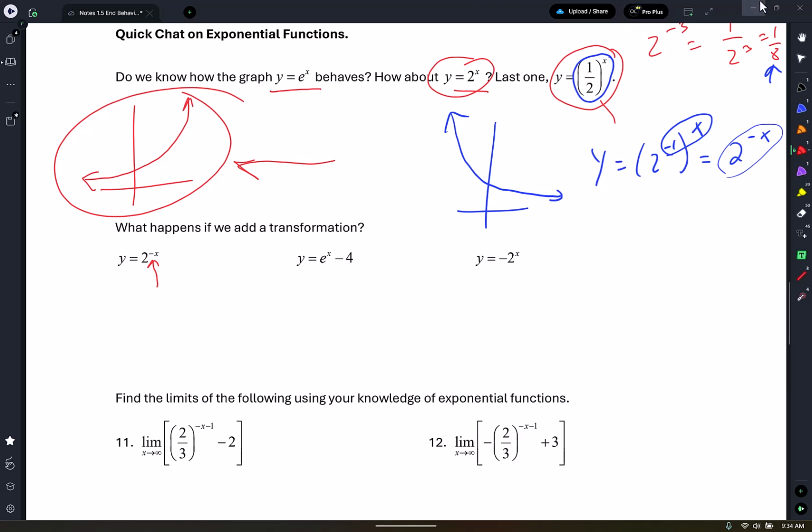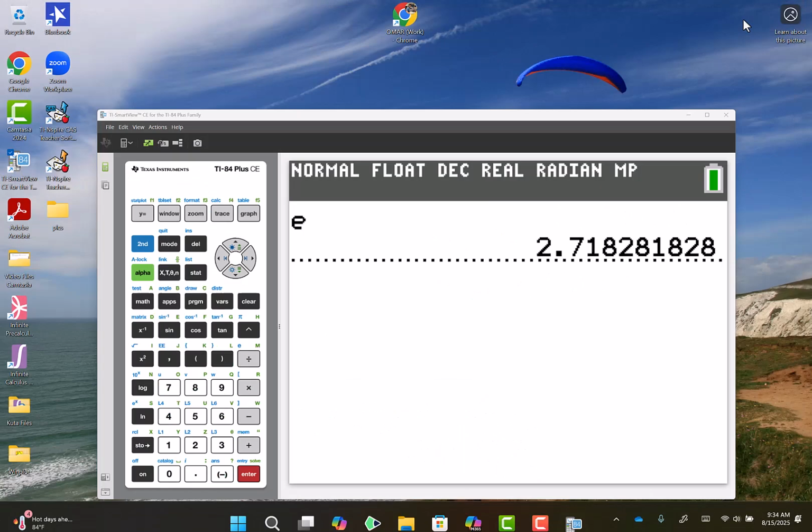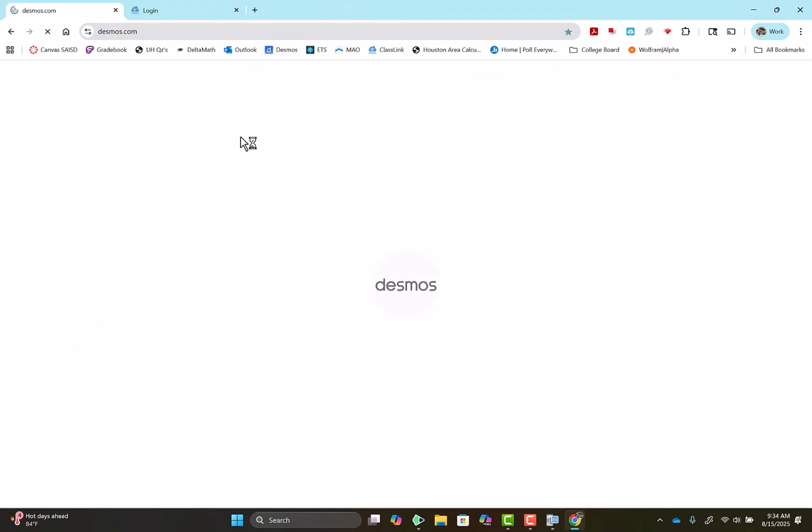Let's go to Desmos real quick so you guys can see it. I have Desmos open already, I think. Oh, never mind. I thought I did. Look, Desmos.